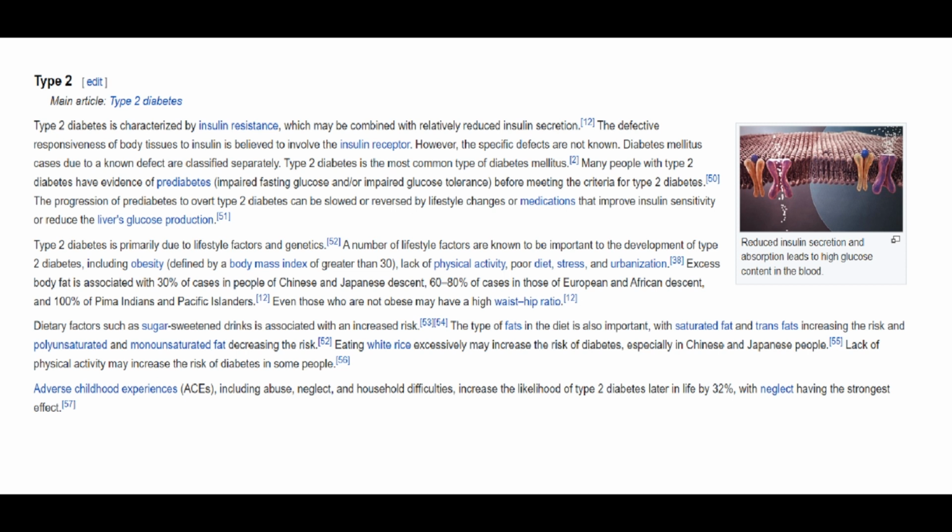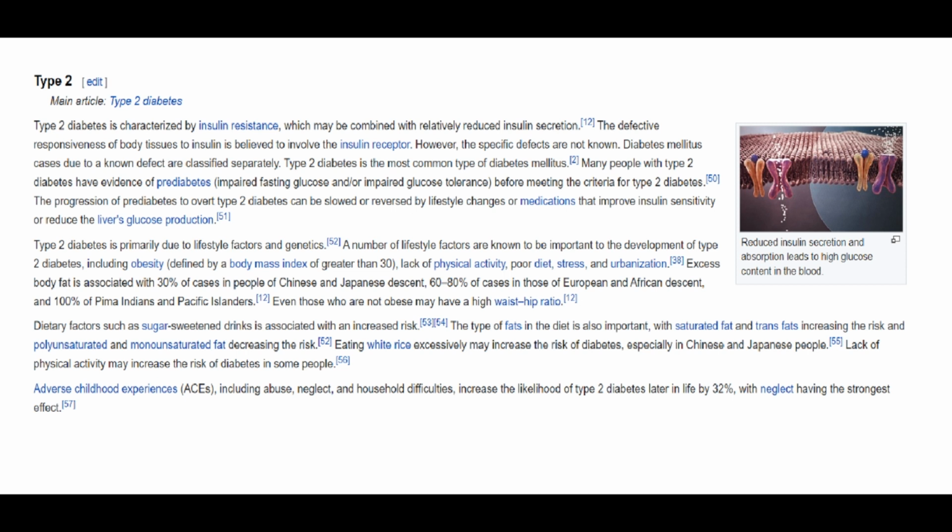A number of lifestyle factors are known to be important to the development of type 2 diabetes, including obesity, defined by a body mass index of greater than 30, lack of physical activity, poor diet, stress, and urbanization. Excess body fat is associated with 30% of cases in people of Chinese and Japanese descent, 60-80% of cases in those of European and African descent, and 100% of Pima Indians and Pacific Islanders. Even those who are not obese may have a high waist-hip ratio.